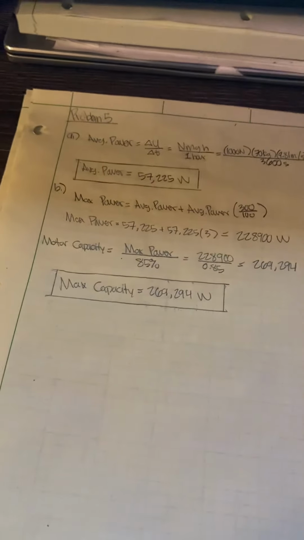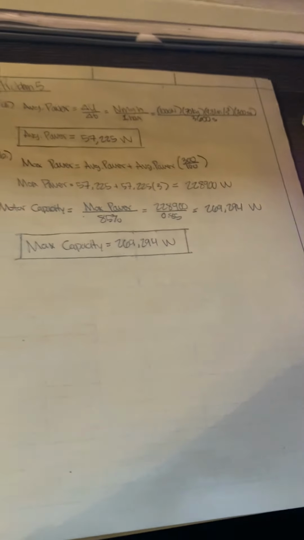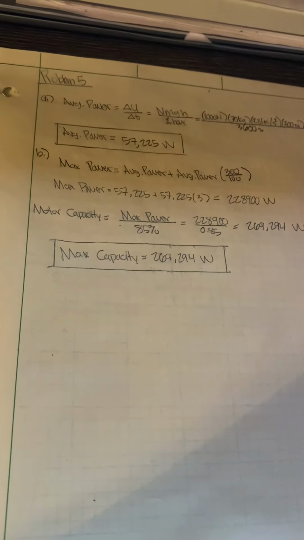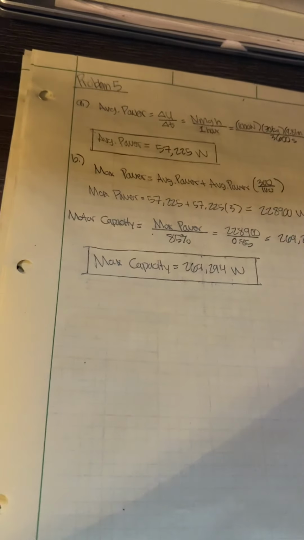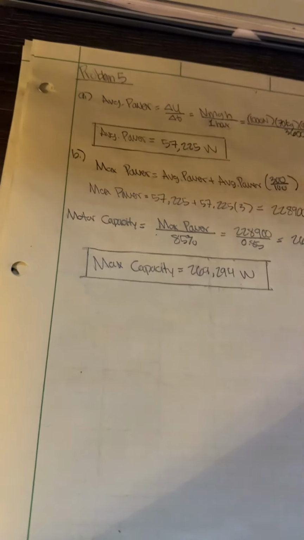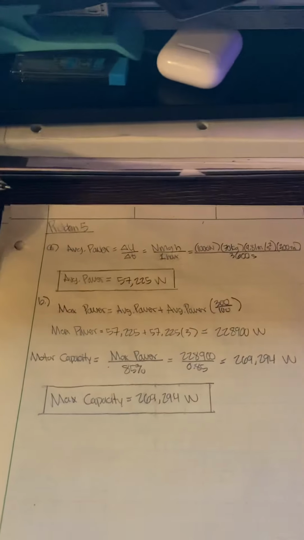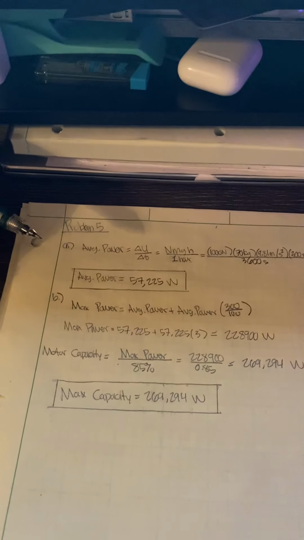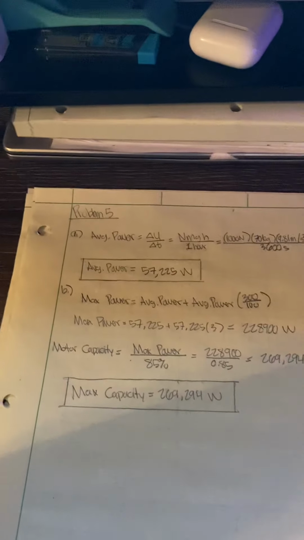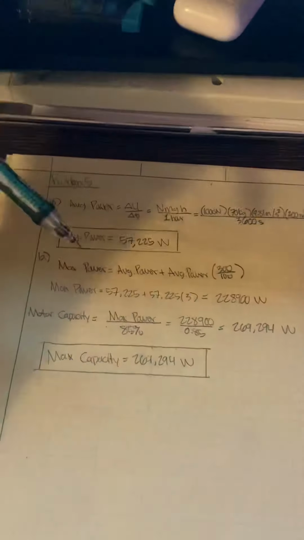And then problem 5, this one's a pretty simple problem. It talks about a chairlift that transports 100 skiers per hour. The mass of the skier is 70 kilograms, and the lift has an average speed of 75 meters per minute. So it wants us to determine the average power required and the required capacity of the motor if the mechanical efficiency is 85%, and if 30% overload is to be allowed.